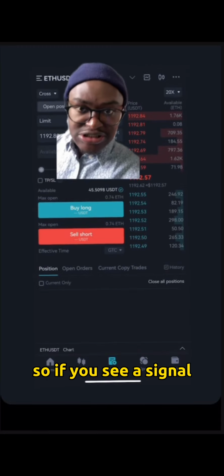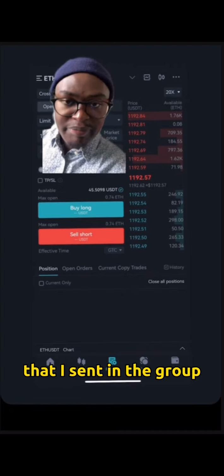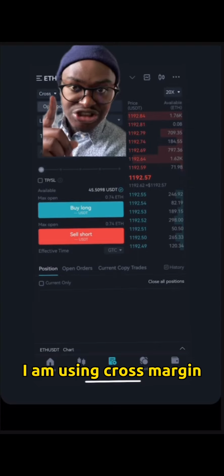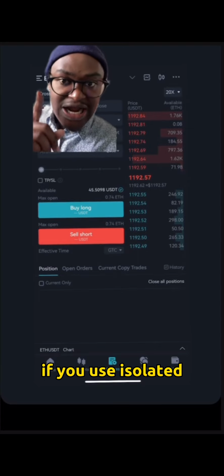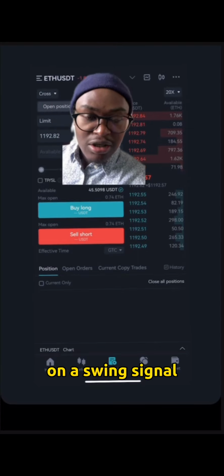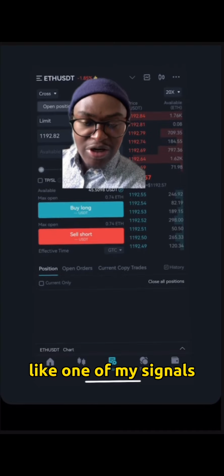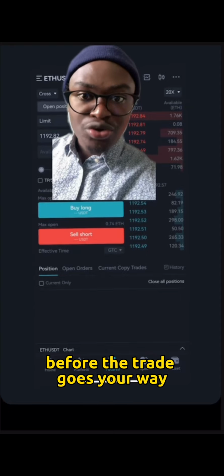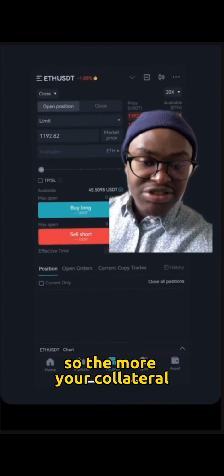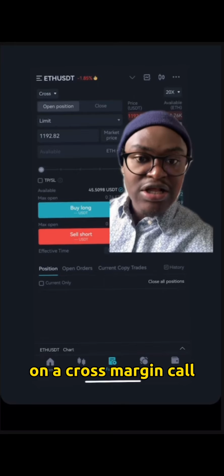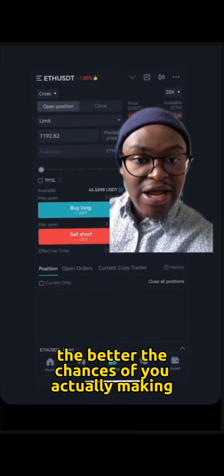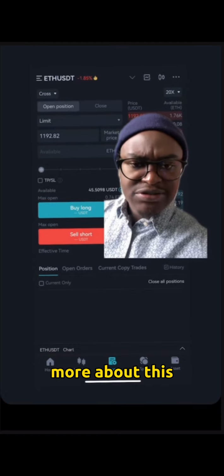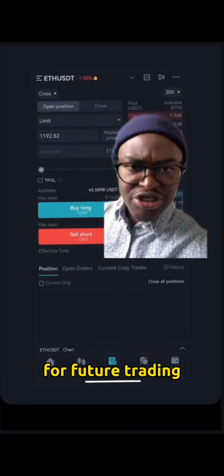So if you see a signal that I sent in the group, know that I am using cross margin for that signal. If you use isolated instead of cross on a swing signal like one of my signals, you could potentially get liquidated before the trade goes your way. So the more your collateral on a cross margin call, the better the chances of you actually making it through that trade with profits. Anyway, I will talk more about this in my dedicated video for futures trading, so stay tuned for that.